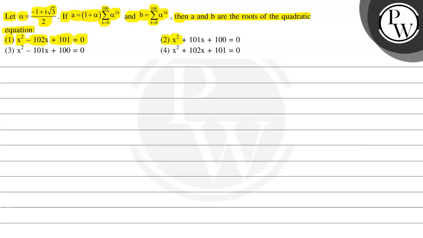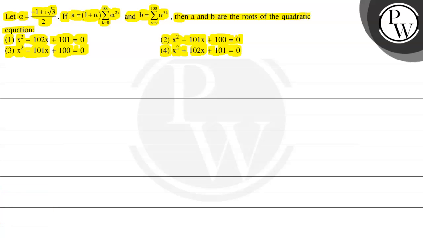Option 2, x squared plus 101x plus 100 equals 0. Option 3, x squared minus 101x plus 100 equals 0. Or option 4, x squared plus 102x plus 101 equals 0.